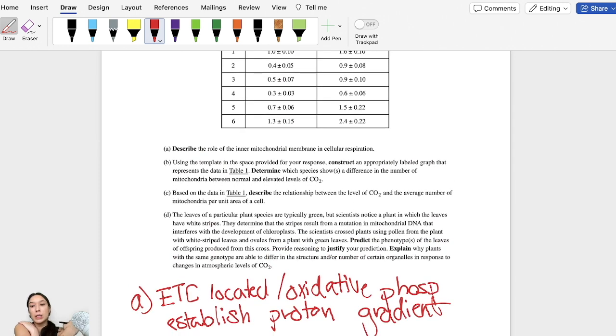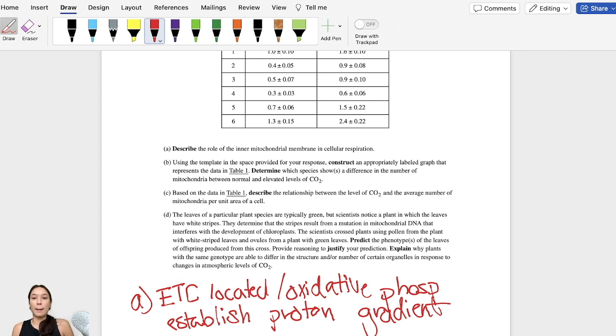Okay, so the next one looks like we're going to be constructing a graph. So it says, using the template in the space provided for your response, construct an appropriate labeled graph that represents the data in Table 1. Determine which species shows a difference in the number of mitochondria between normal and elevated levels of CO2. Okay, so for this one, we're going to construct a graph.